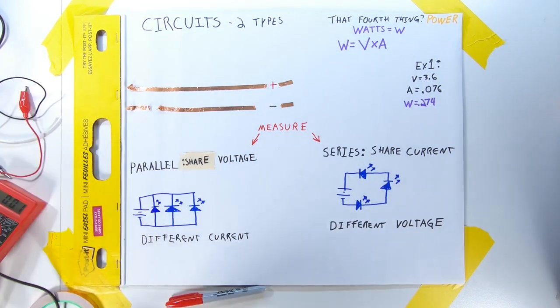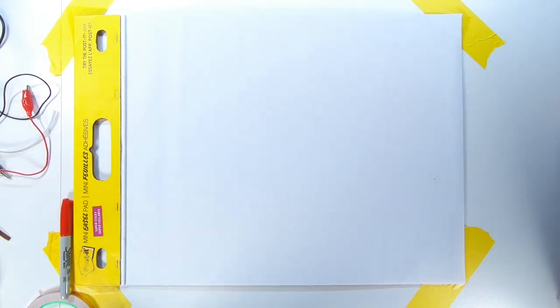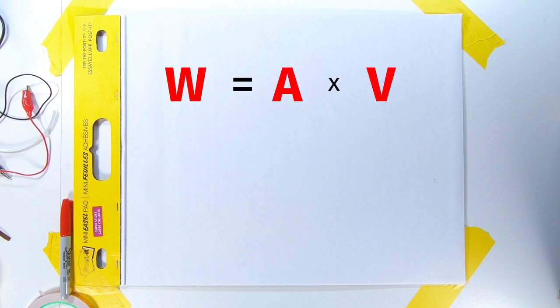Okay, let's talk about relationships. Power relationships. Remember when I told you that watts were amps times volts? That's in a lot of places on your test, so let's talk about it a little bit more. You'd think the equation would be W equals V times A, right? I mean, so simple, yeah?